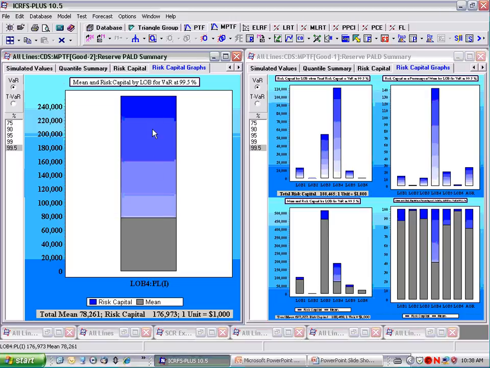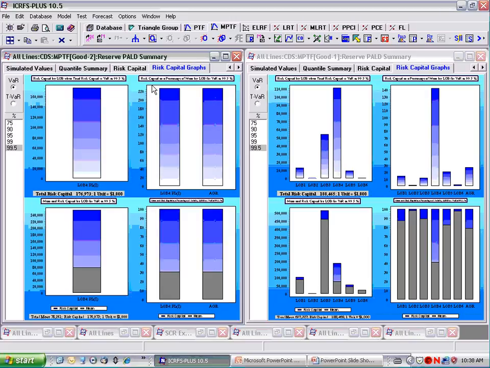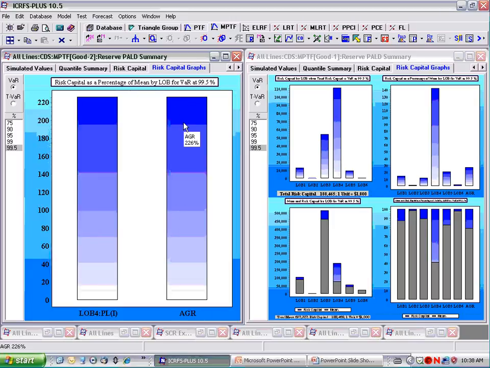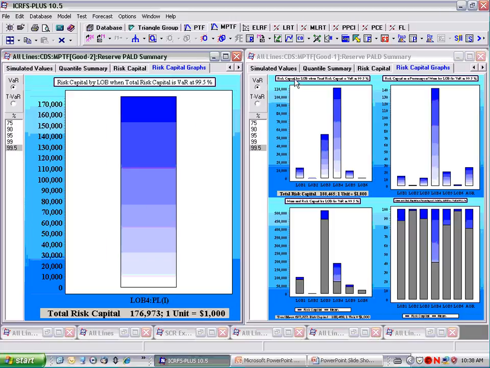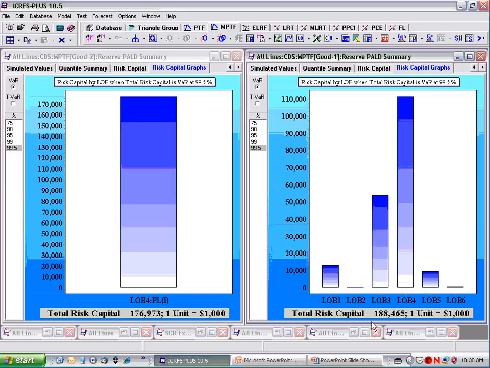And you notice that the VAR of the aggregate is much larger than the mean. The mean is 78.261 million. The VAR for LOB4 is 176 million, and you can see the percentage is 226%. However, if you look at the risk capital that you require at 99.5% based on the VAR of the aggregate, it is 188 million for all 6 lines of business, versus 176 million.